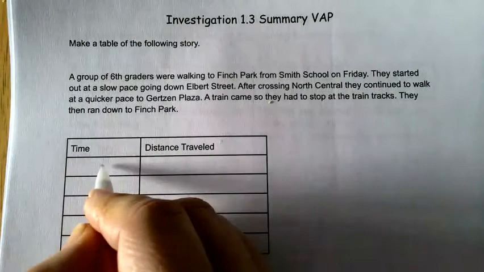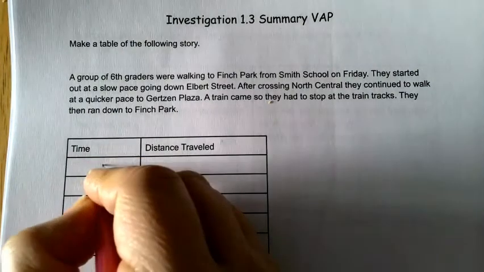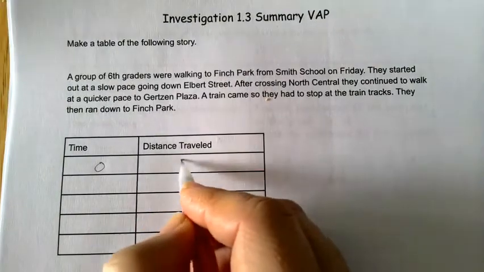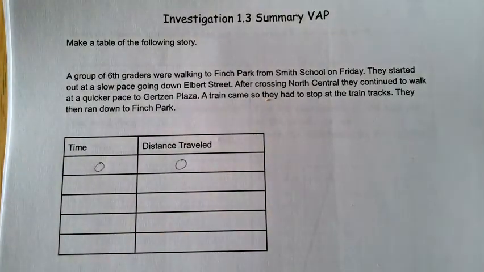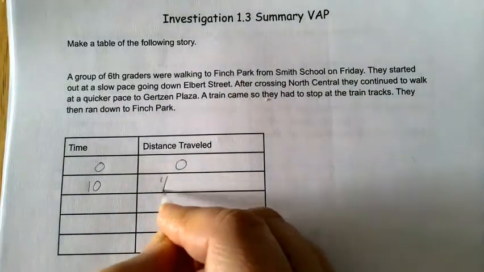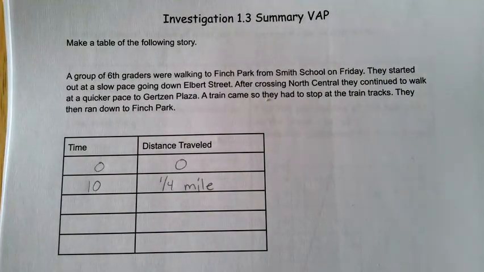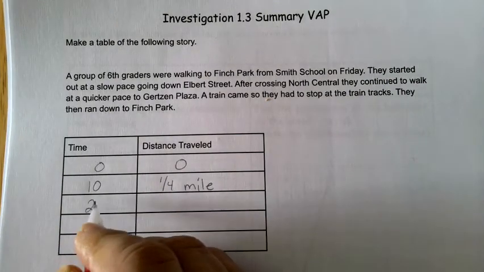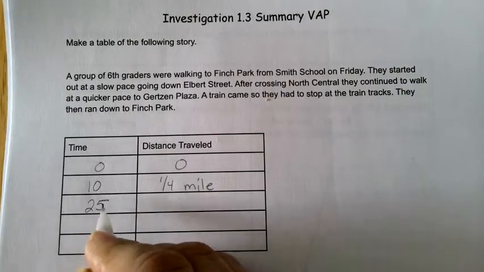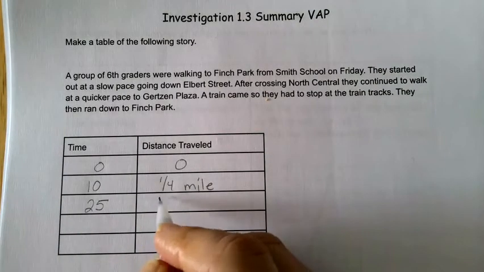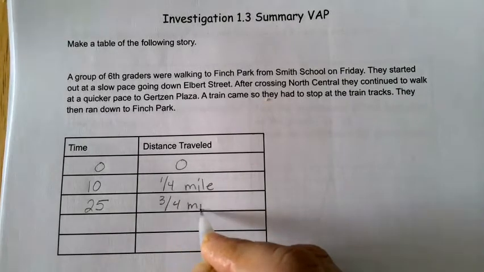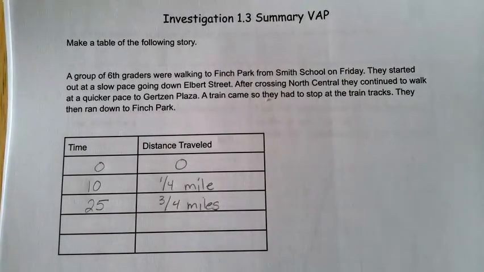So let's start at time zero. At time zero, they were at Smith School, so they hadn't traveled anything. And maybe in 10 minutes, they traveled, let's say, a quarter mile. And then at 25 minutes, again, they started at a slow pace, they went a total of 3/4 miles, because it's a little bit longer and took a little bit more time.